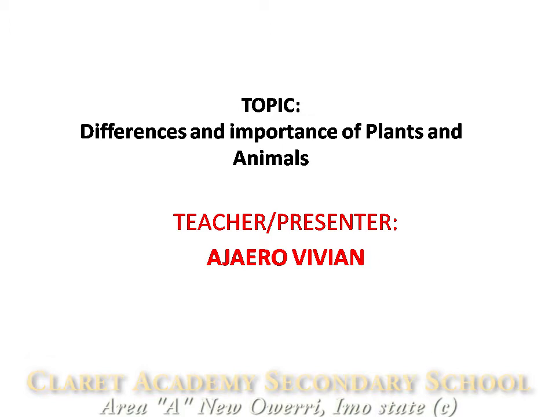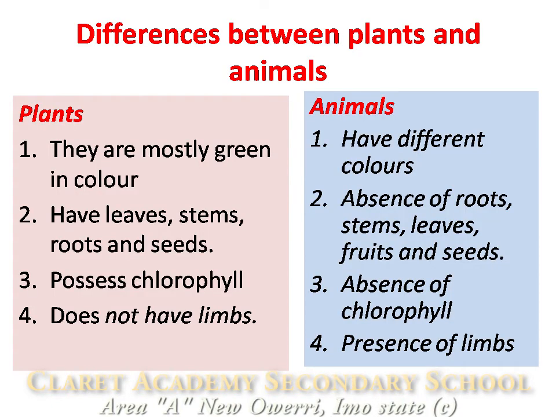Recall that we were discussing matter last week, and we were able to define what matter is, the forms of matter, and the classifications of matter. So today we are going to start with the differences between plants and animals. We know that our plants are mostly green in color, while our animals have different colors.